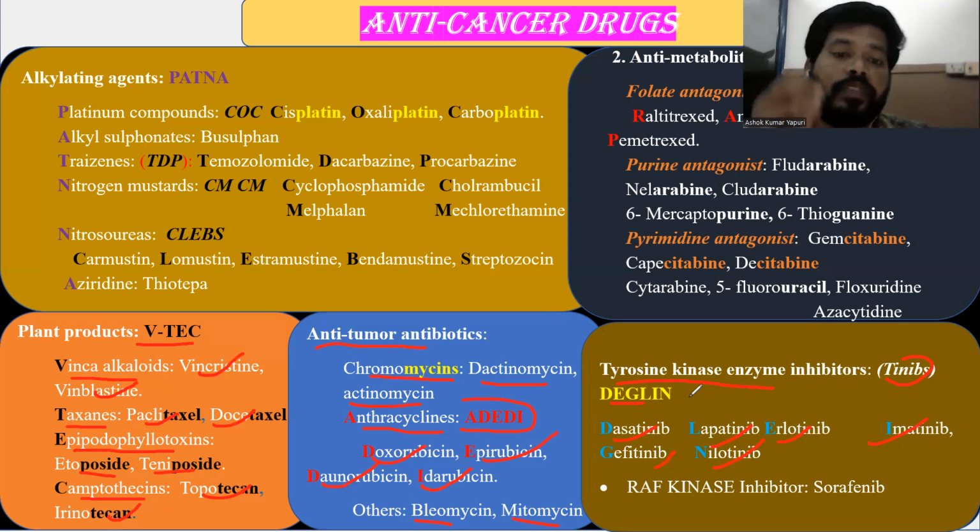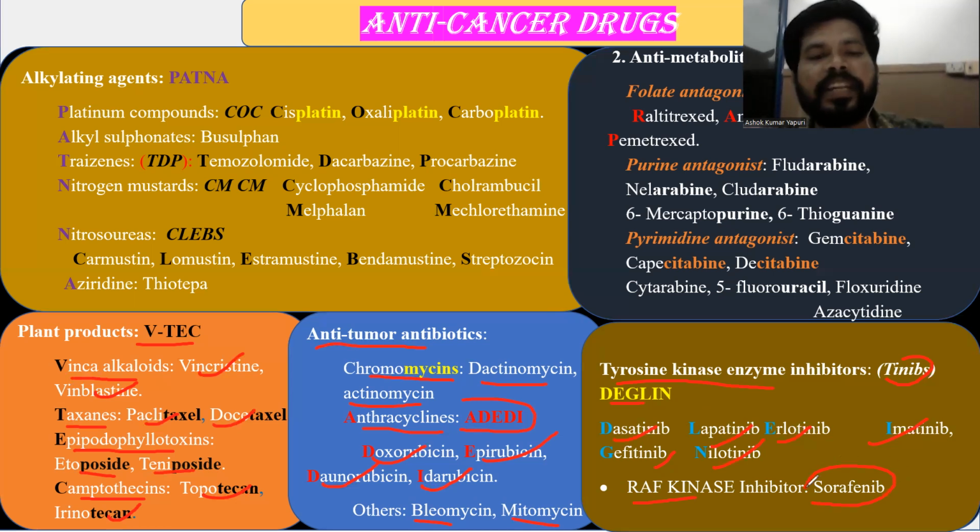So tyrosine kinase is an essential enzyme which can multiply the cancer cells easily and develop the cancer. And the RAF kinase inhibitor is sorafenib. So this is simply regarding the anti-cancer drugs along with this classification, with easy tricks and mnemonics. This is anti-cancer drugs part 1 only.